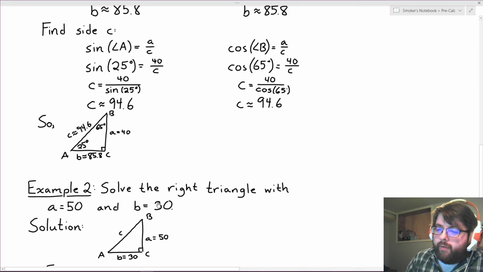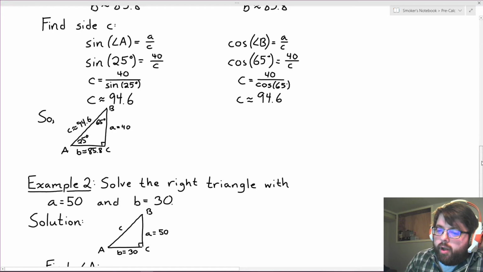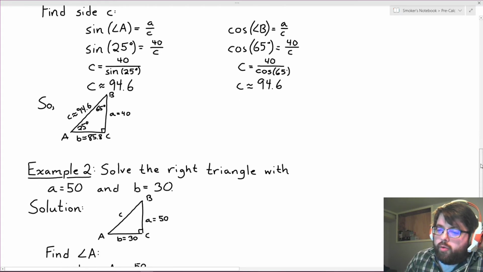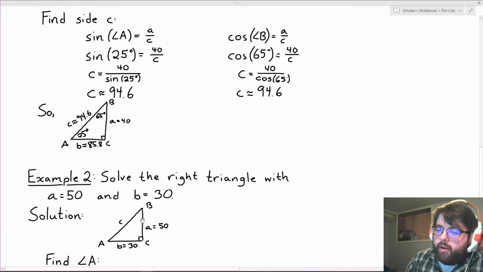So they gave us 3 pieces of information, by the way. They gave us a side. They gave us a side. The third piece of information is the fact that it's a right triangle, and that gives us the right angle. Okay, so we don't know angle A, we don't have angle B, we don't have side C. Those are the 3 pieces of information we're looking for.